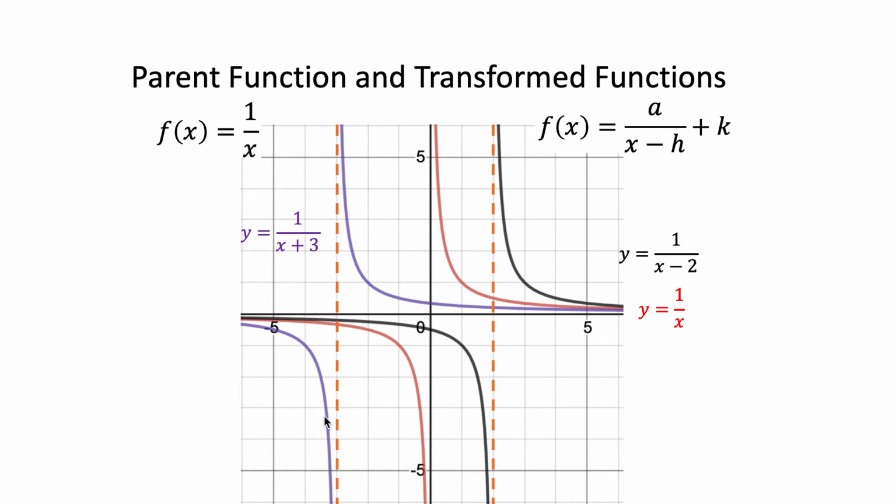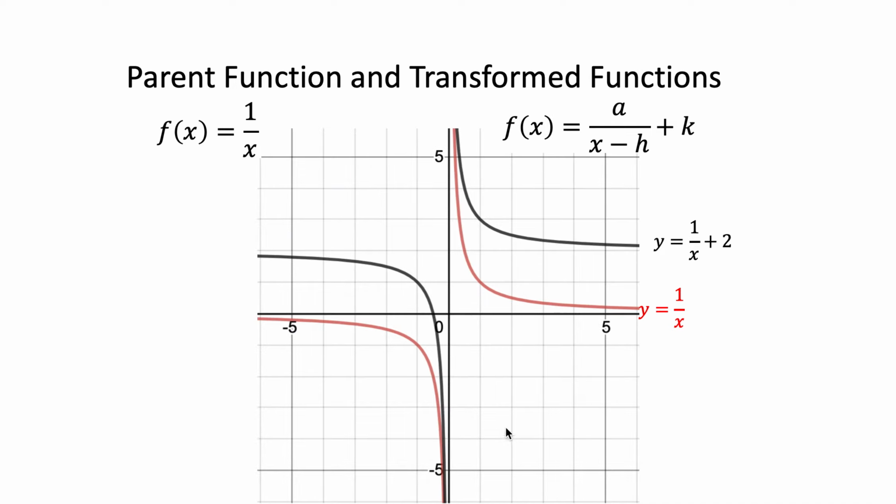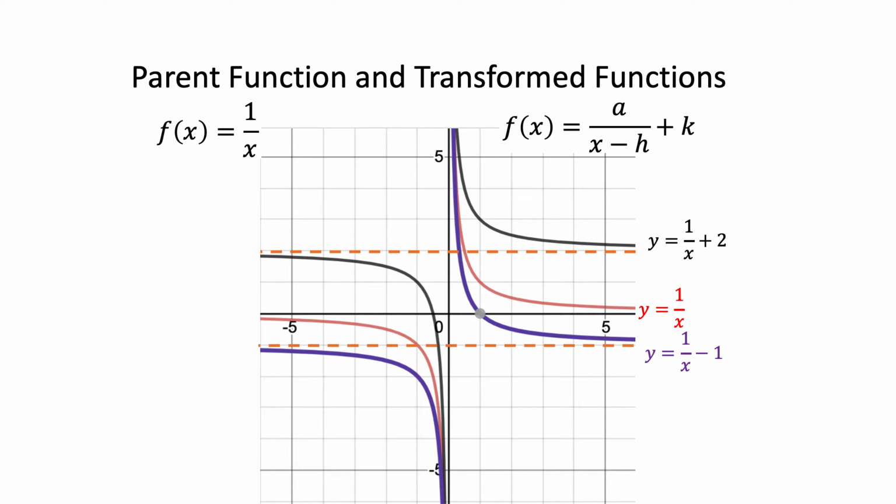Okay, let's talk about the k. This time we've got the whole graph here of y equals 1 on x, and we moved every point up by 2. So now we've got a new horizontal asymptote, y equals 2. And same for moving it down. Here we've moved everything down by 1, so we've got a new horizontal asymptote, y equals negative 1.